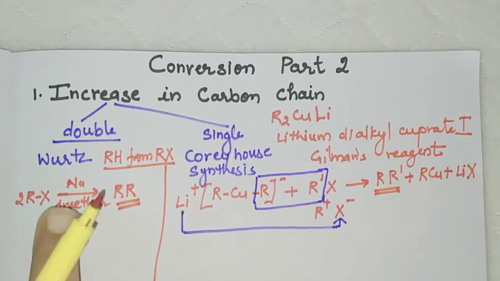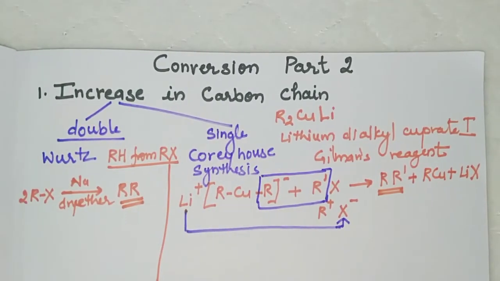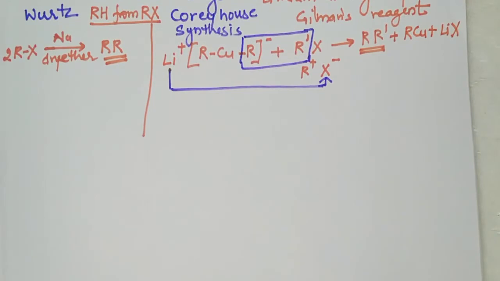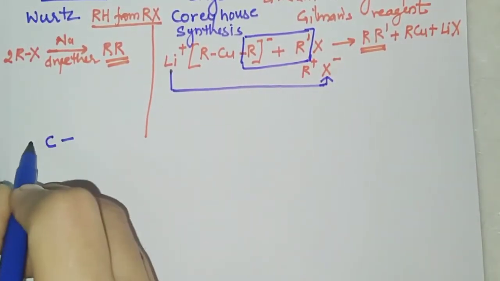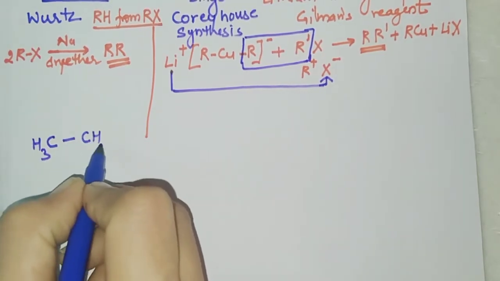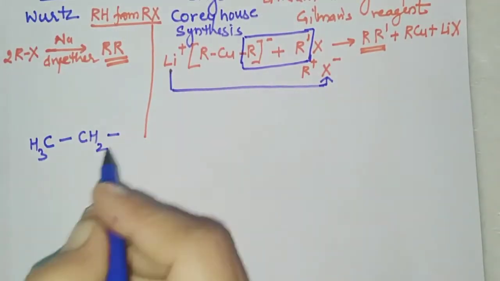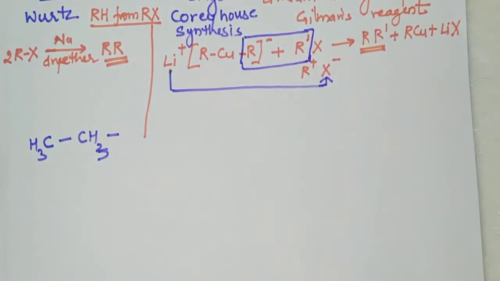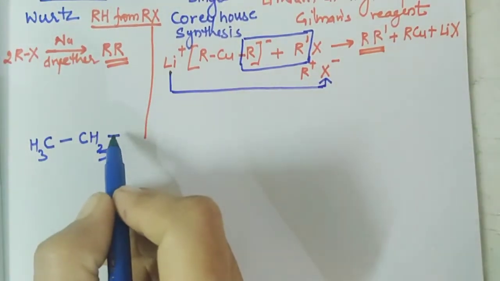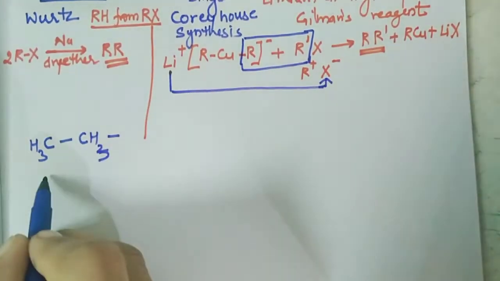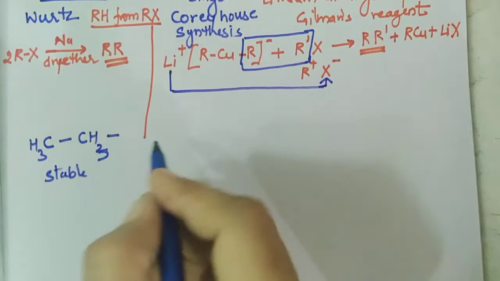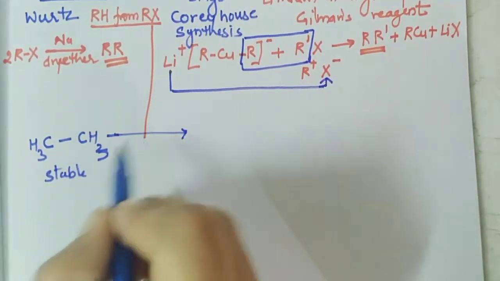Okay, so now let's go for how to double and how to make a single increase. Let's take some example here. The example is, we are taking here two carbons, this is our CH3, CH2, oh sorry, this is our alkane. We are just to double it. How to double it? Now see what happens here. Because this is a stable compound, this is to be activated.